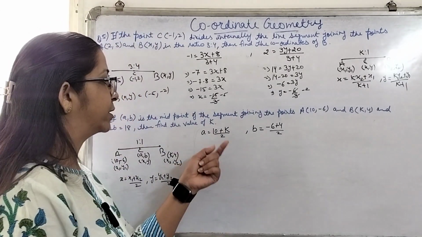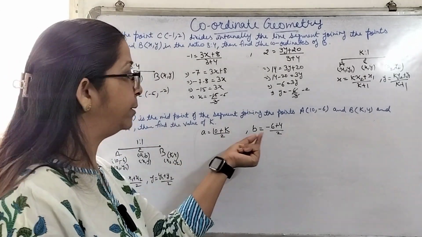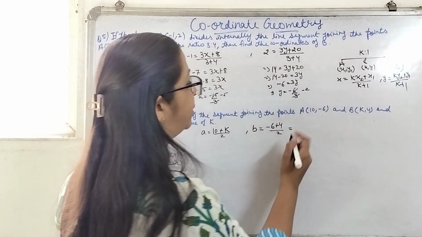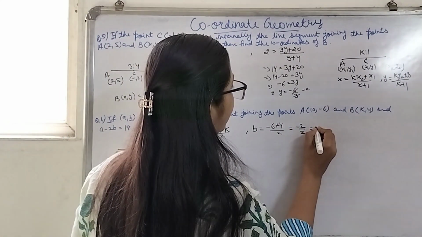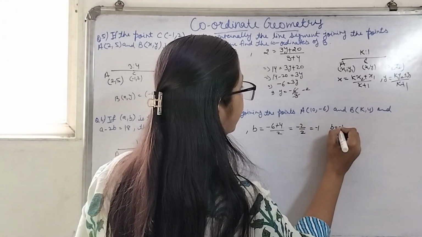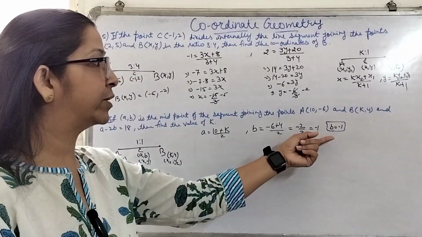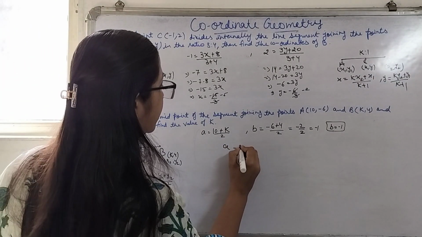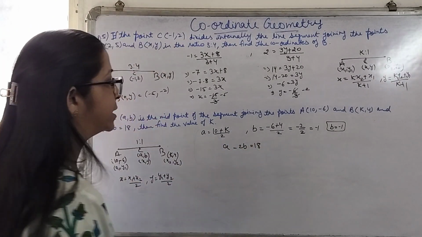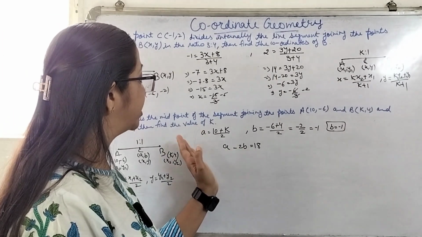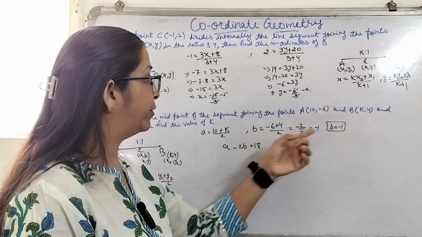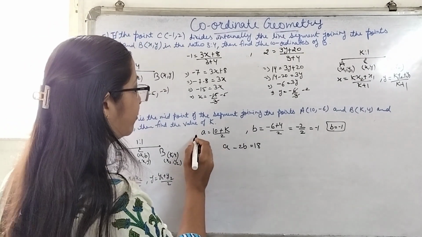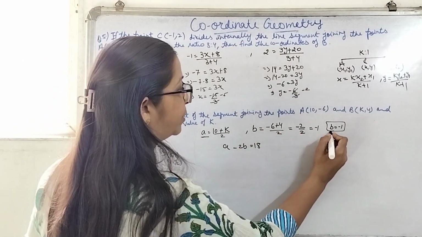Over here, though, we cannot find the value of a right now because k is again a variable. Over here, we can find the value of b. Minus 6 plus 4 will be minus 2 by 2, or we can say the value of b is minus 1. From here, we have the value of b. Now, one more relation is given to us: a minus 2b is equivalent to 18. So, if we keep the value of a and the value of b in this equation, we can find the value of k.